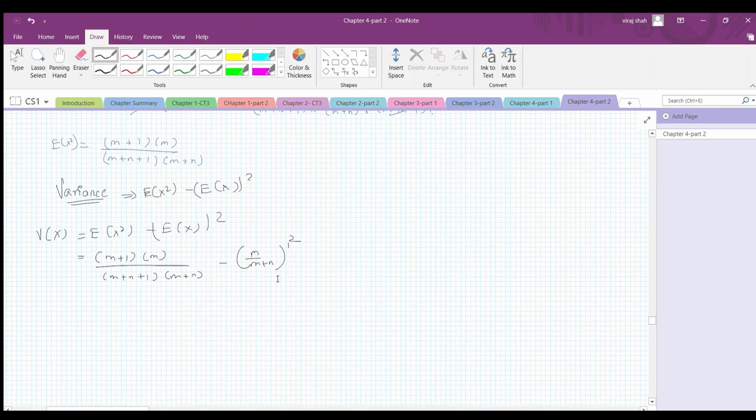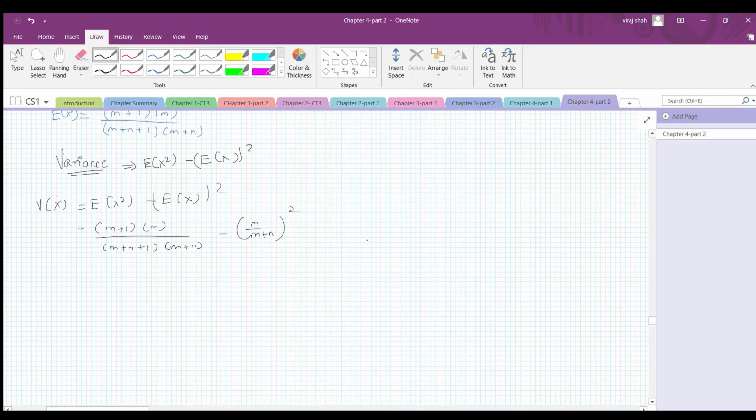Now basically what we'll be doing, it would be basic maths. We'll get our answer as mn upon (m plus n) the whole square into (m plus n plus 1). This we will get our answer. So if you want to try, you can try it on your own. It is quite manageable. But if you do not want to try, or you are not getting an answer after trying, you can watch my lecture now.